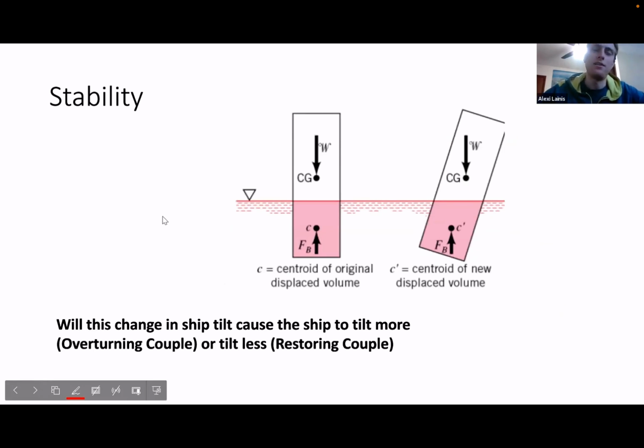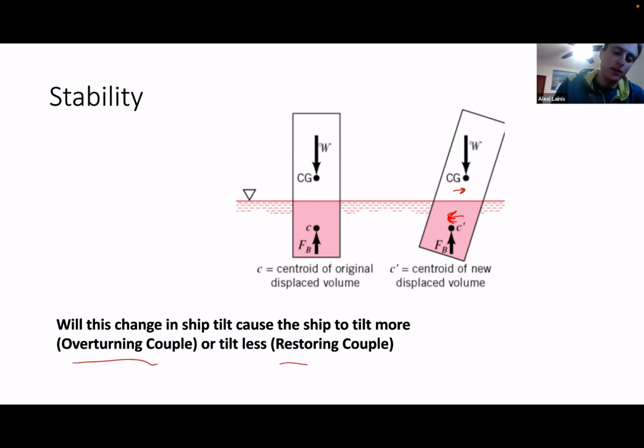Here we have some ship designer that didn't go to engineering school, who designed a really tall ship because they thought it would be cool. And we have some force that has caused it to tilt. In this case, the center of gravity is moved to the right, and the force of buoyancy is moved to the left. I want to make you answer this as a clicker question: will this change be an overturning or a restoring couple?